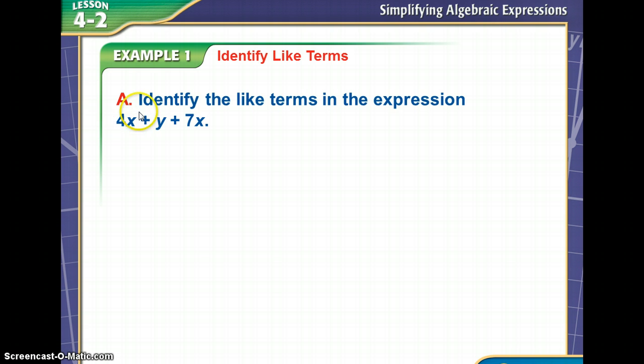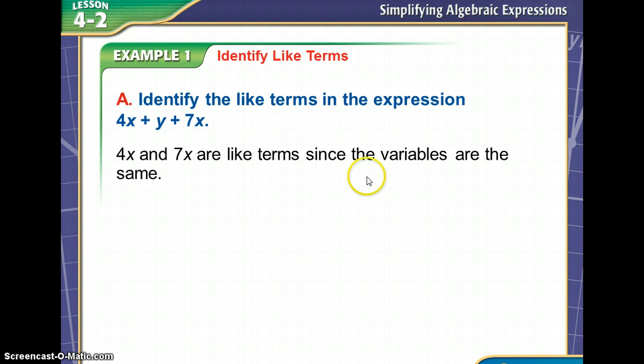In this case, we have 1, 2, 3 terms. The sign in front of the term is part of it. So this is a positive 4x, positive 1y. Remember, there's a phantom 1 here. It's understood that it's there. And this is a positive 7x. Positive 4x and positive 7x are like terms because they have the same variables. The term plus y is kind of a loner here. It doesn't have any terms that are like it.